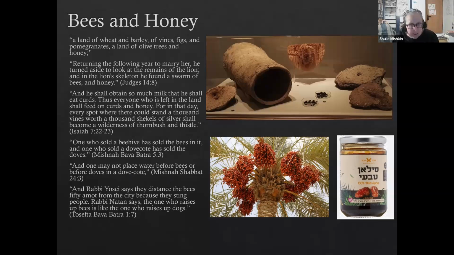And we have an opinion in the Tosafta. Rabbi Yossi says they distance the bees 50 amot from the city, which is a minority opinion, right? But it was an opinion. Rabbi Natan says the one who raises bees is like the one who raises dogs. Ooh, not healthy, not friendly.